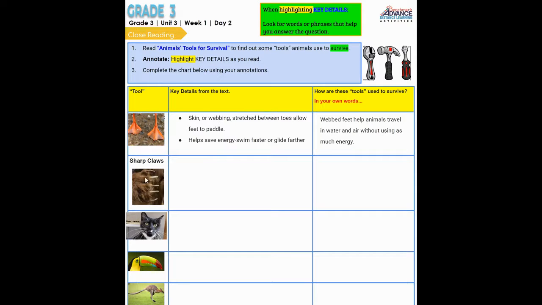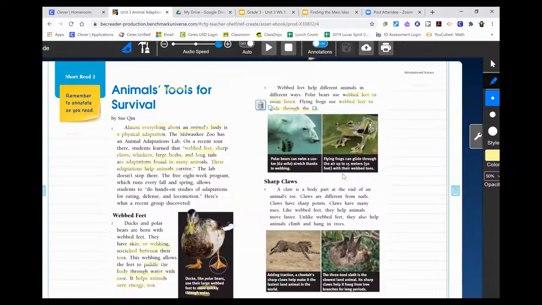Okay, now let's go ahead and take a look at sharp claws, and we are going to do the same thing. We will highlight key details that tell us what sharp claws do for the animal, and then we will write it in our own words. How do sharp claws help these animals survive? So here we go, sharp claws.